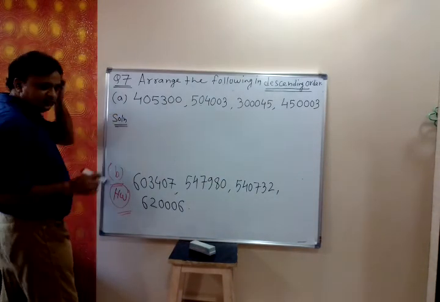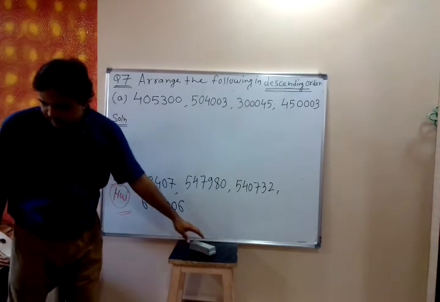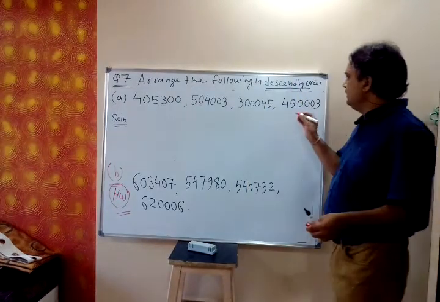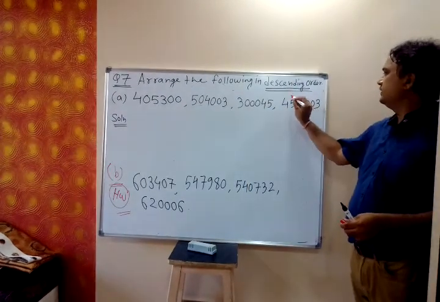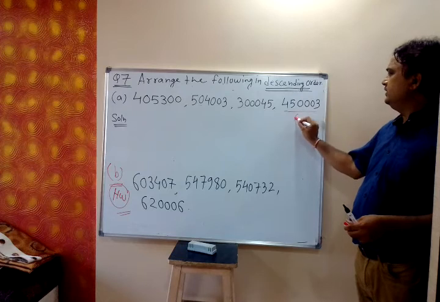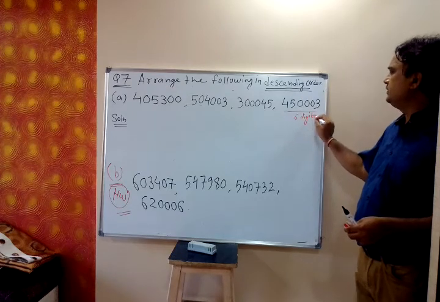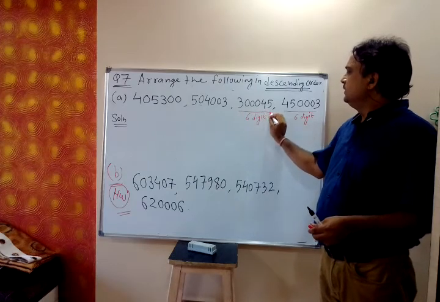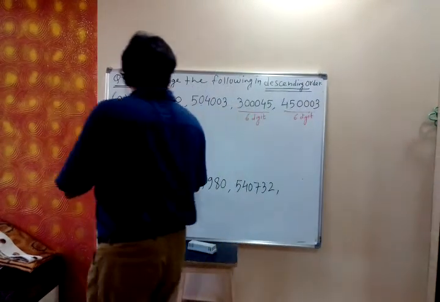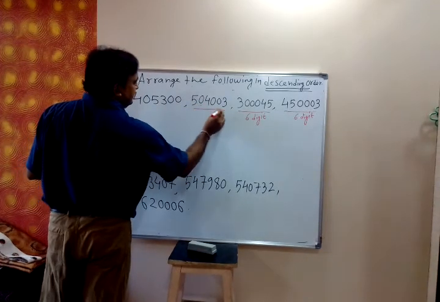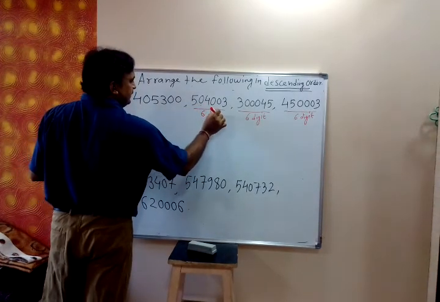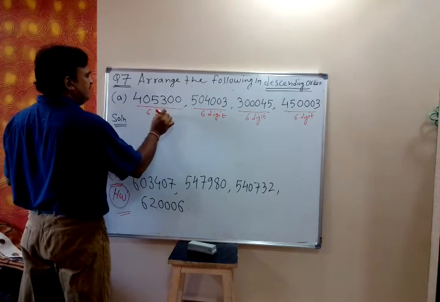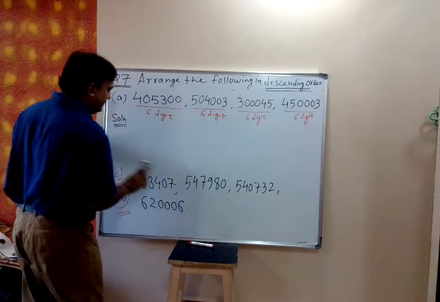So now let us first count how many digits are there. Count the number of digits: 1, 2, 3, 4, 5, 6. This is a 6 digit number. Then this is also a 6 digit number, and this is also 6 digit, and this one too. All are 6 digit numbers.